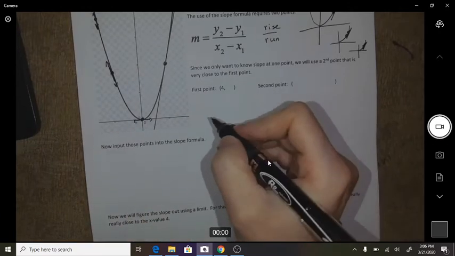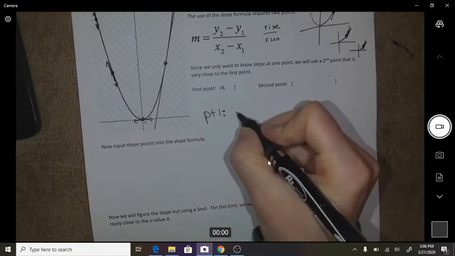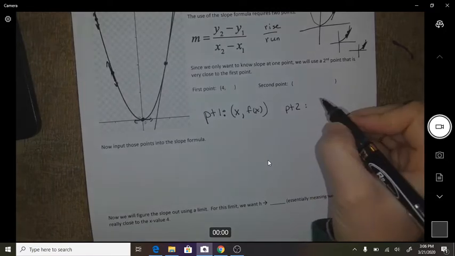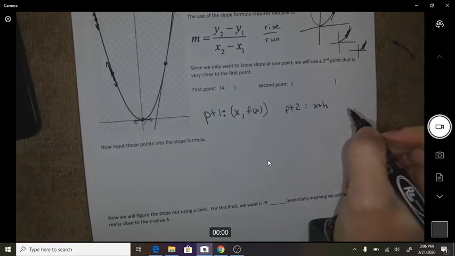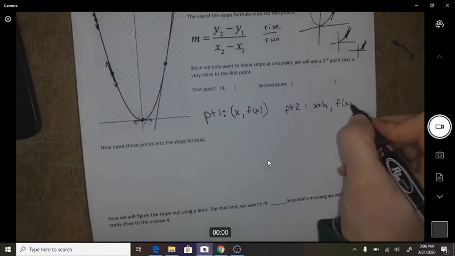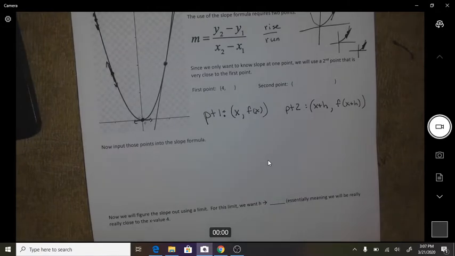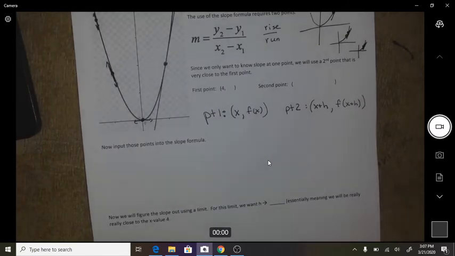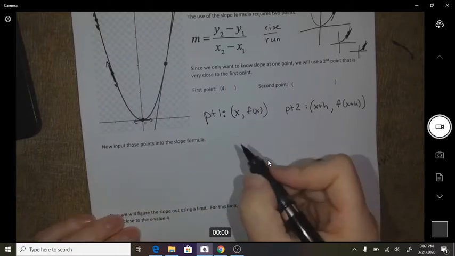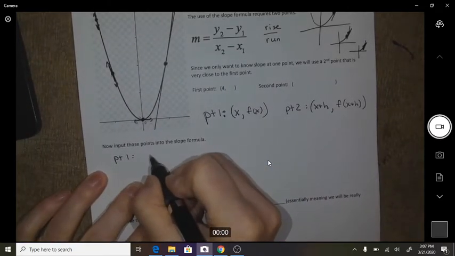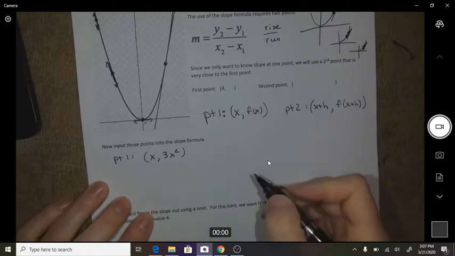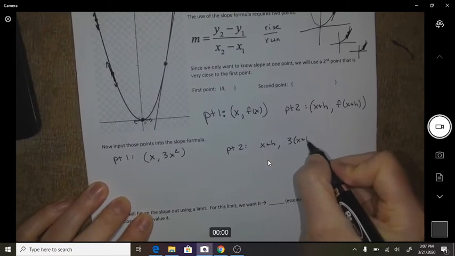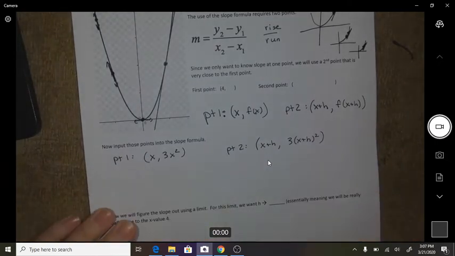Okay, so when we do this, you're going to have point 1 that's going to be x comma f of x, and point 2 is going to be a little bit away from x, and then obviously that will change the corresponding y value. Okay, so this means that my second point is a little bit away from that point. So in our case we could say point 1 is x comma 3x squared, and point 2 is x plus h comma 3(x plus h) squared. Okay, this would be the general way.